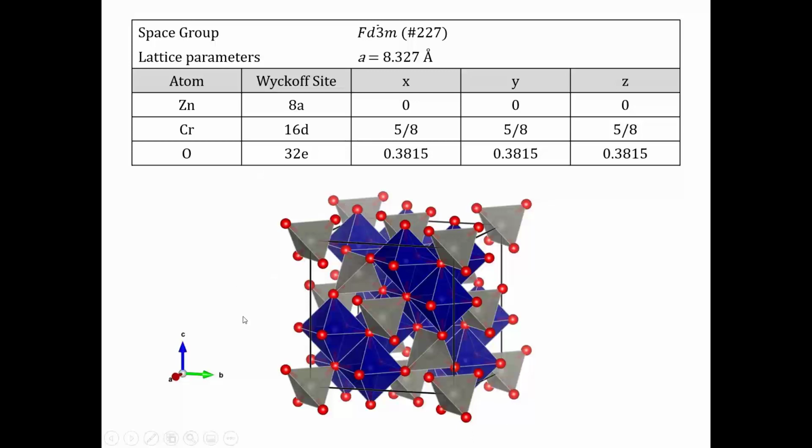This structure may well look familiar to you. This is the spinel structure, and we have zinc on the tetrahedral sites and chromium on the octahedral sites.